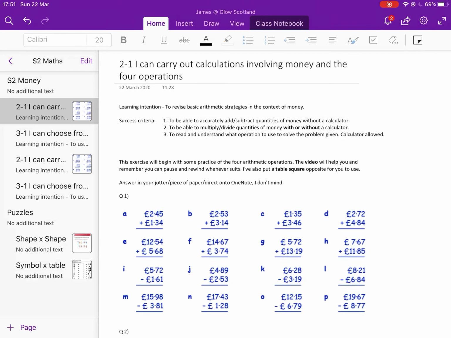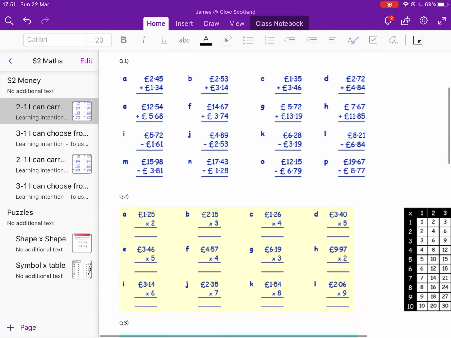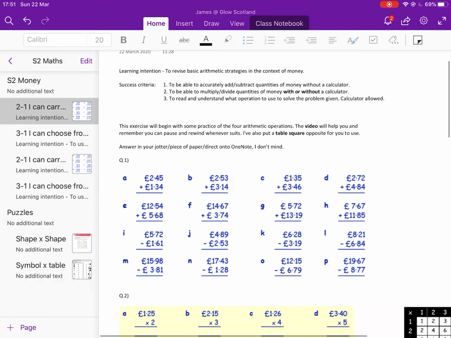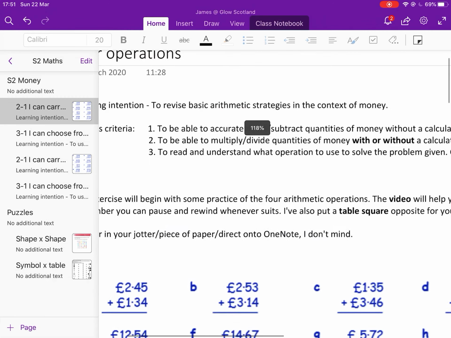So the first real work that we're going to do today is a lot of revision on arithmetic strategies. So we're going to do a bit of adding, taking away, multiplying, dividing essentially, and we're going to do that in the context of money. That's our learning intention for today, so you can see that at the top there.